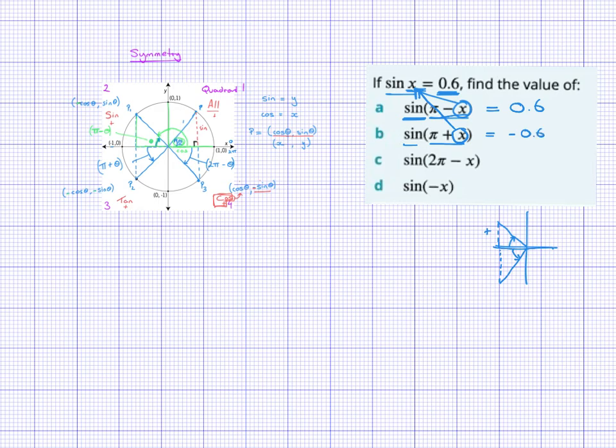The third one, 2 pi minus x: I flip back around to the x-axis on the right-hand side and subtract whatever the angle is, so that creates this line here. Now I know that in quadrant 4, the y values are still negative, being below the x-axis, so the sine becomes a negative 0.6.